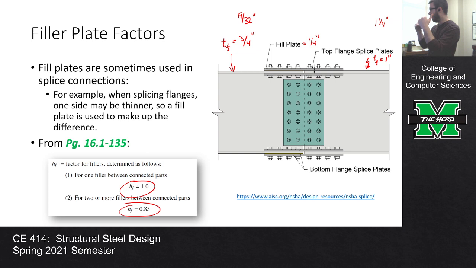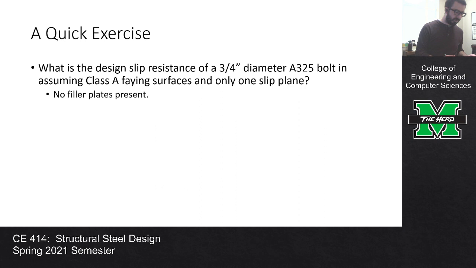Okay, does this make sense? Any questions before we do a very quick exercise? While we're doing this, I'll go ahead and write the capacity expression. So phi Rn is phi times mu Du. Let me see. I know the terms. I just want to make sure I get them in the right order. I don't know that that really matters, but.